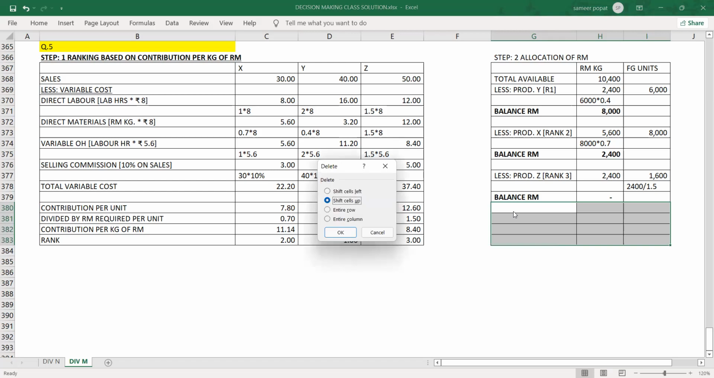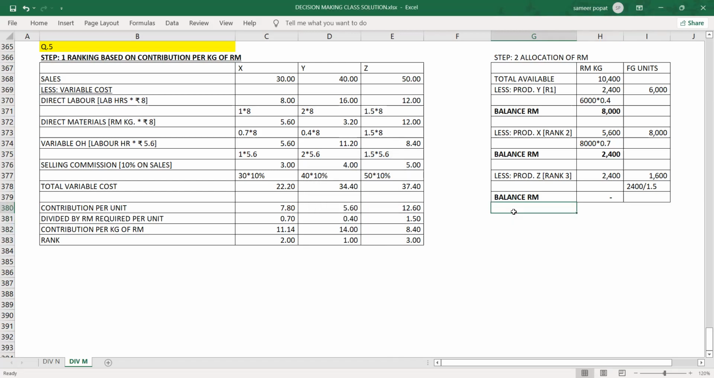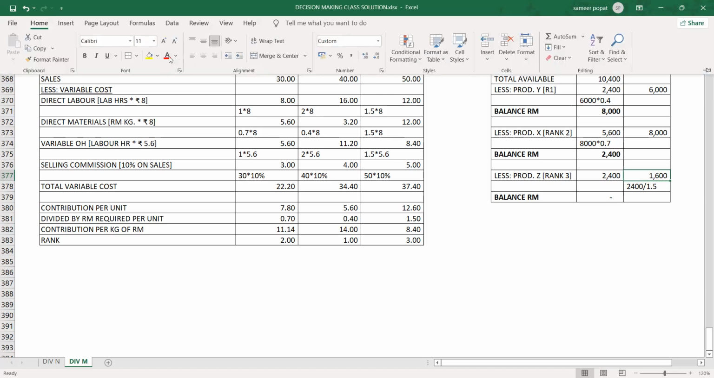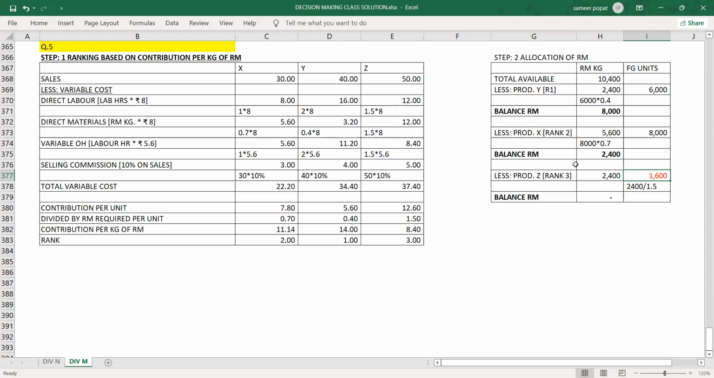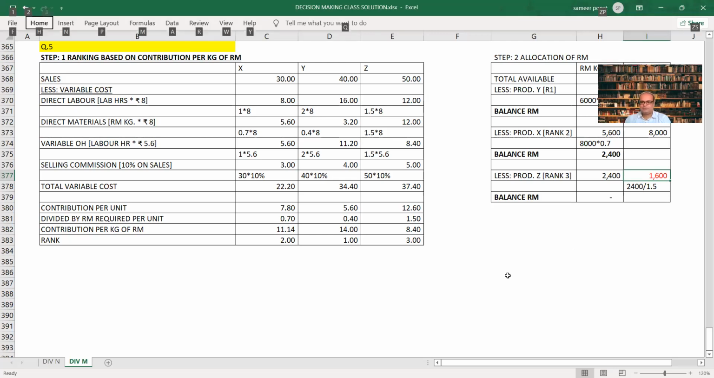Everyone got it? Yes, sir. 1,600 is balance figure. Similar to in the previous sum, rank 2 was balance figure. Here there were 3 products. So last product rank would be the balance figure. Everyone got it? Yes, sir.